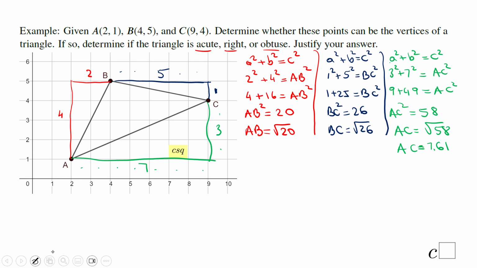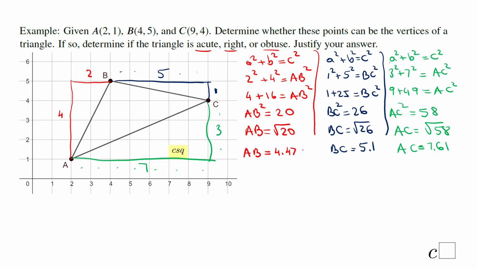Let's go to BCE to get an evaluation. Square root of 26, and that is 5.1, something like that. And let's go to the last one, AB, which is square root of 20. It should be around 4 something. 4.47. So that is the idea of determining if these points can be a triangle.